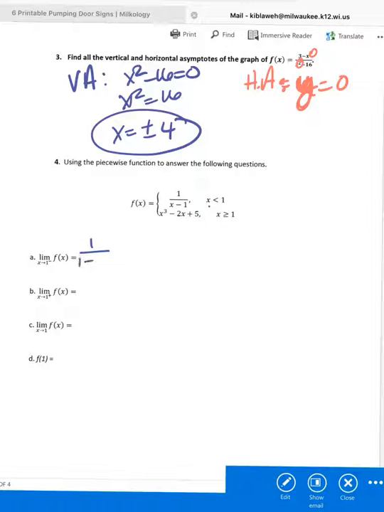So 1 over 1 minus 1, that becomes 1 over 0. Now we've discussed this before, I believe. Remember, the denominator is approaching 0. I can't actually divide by 0. You guys learned that back in 3rd grade when you first learned division. I can't actually divide by 0.